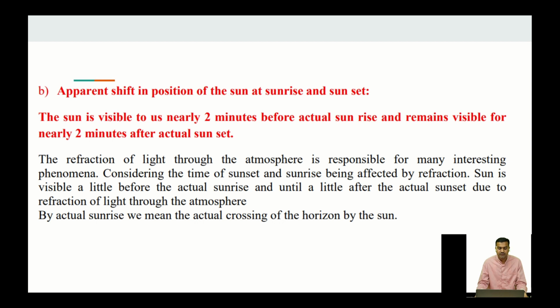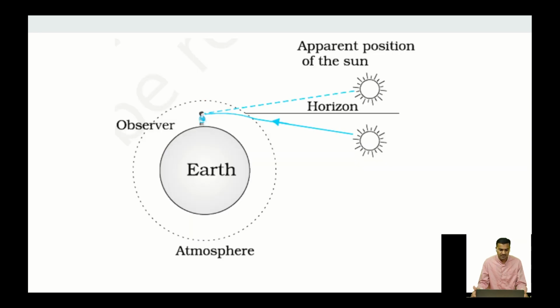The second example is the apparent shift in the position of the sun at sunrise and sunset. The sun is visible to us nearly 2 minutes before the actual sunrise and remains visible nearly 2 minutes after the actual sunset. The refraction of light through the atmosphere is responsible for many interesting phenomena, and the best example is this one. By actual sunrise we mean the actual crossing of the horizon by the sun.